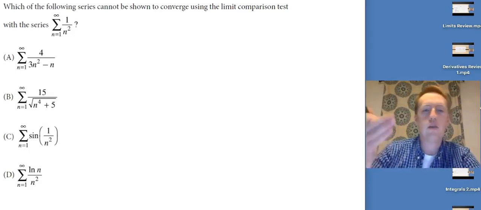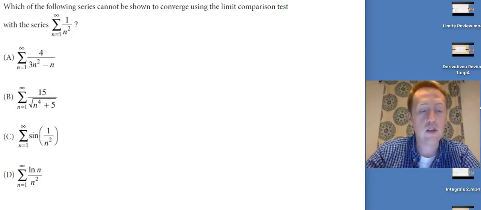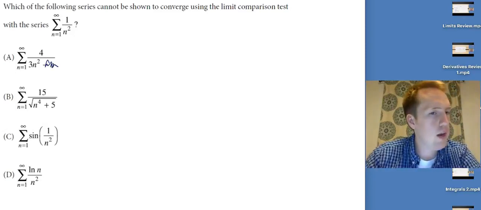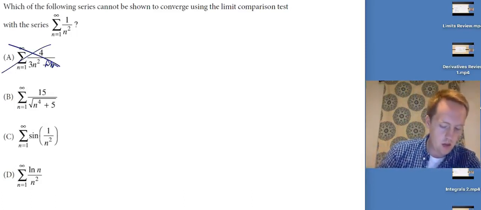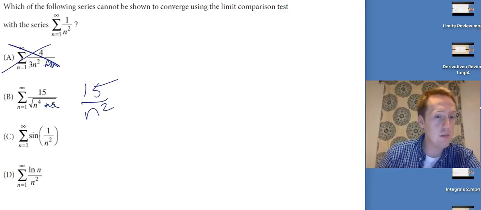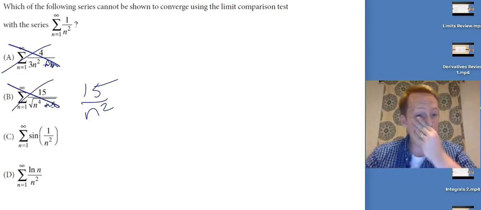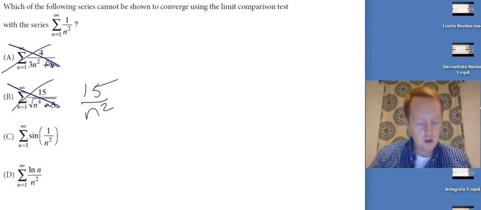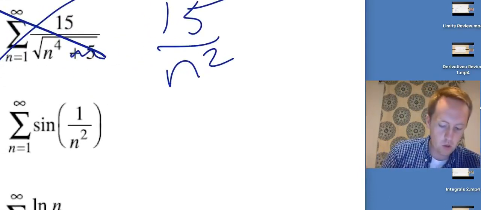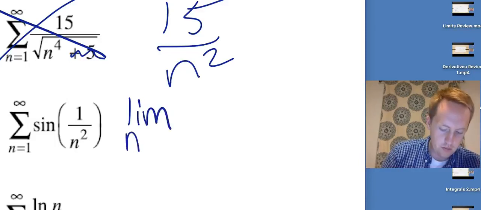So A, again, I'm going to look at it the same way as often as I can. I'm going to just look at the highest stuff on top and bottom. That looks pretty similar to 1 over n squared. So I think it'd be okay to use the limit comparison test on this. Now for B, if I ignore this 5, I've got 15 over the square root of n to the 4th, which is n squared. I have a feeling I could use the limit comparison test for that. C and D are the weird ones. So what I'm going to do for C and D is just go ahead and write out what the limit would equal, or look like.